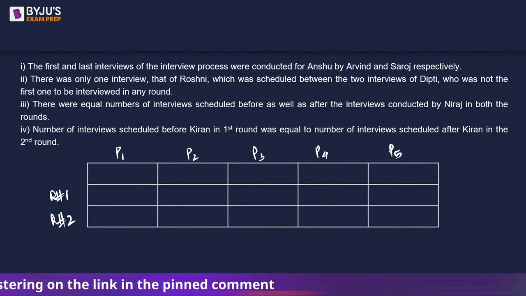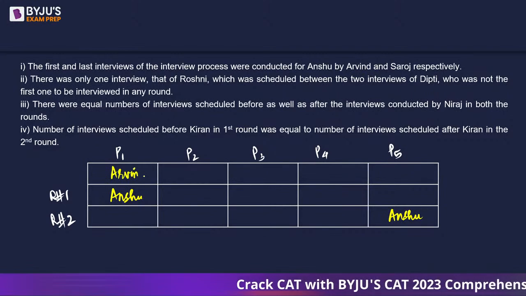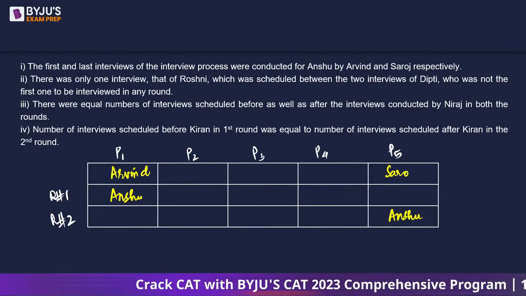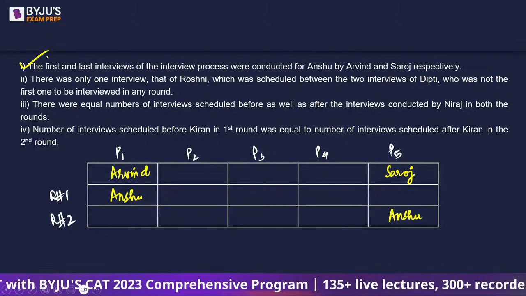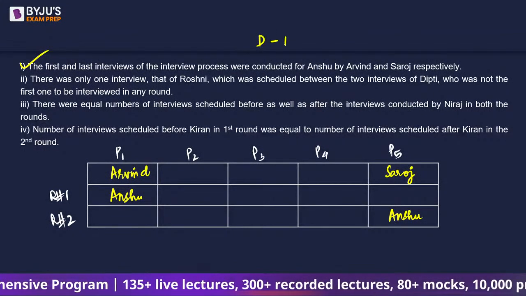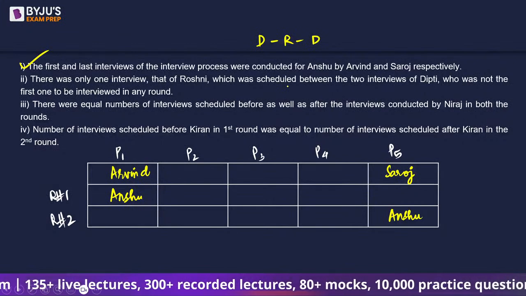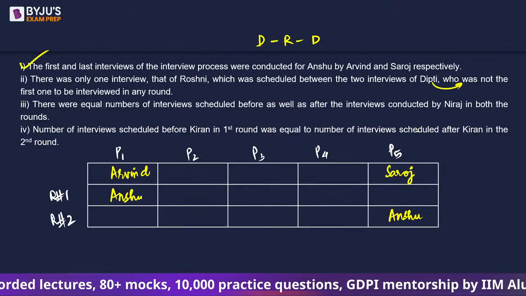The first and last interviews of the interview process, yani pehla interview or last interview, was conducted for Anshu. So Anshu goes here. And it was done by Arvind. So Arvind is the first panelist and Saroj is the last, right? So done with the first. There was only one interview, that of Roshni, which was scheduled between the 2 interviews of Dipti. So it is Dipti, Roshni, Dipti, who was not the first one. So Dipti was not the first one to be interviewed in any round.